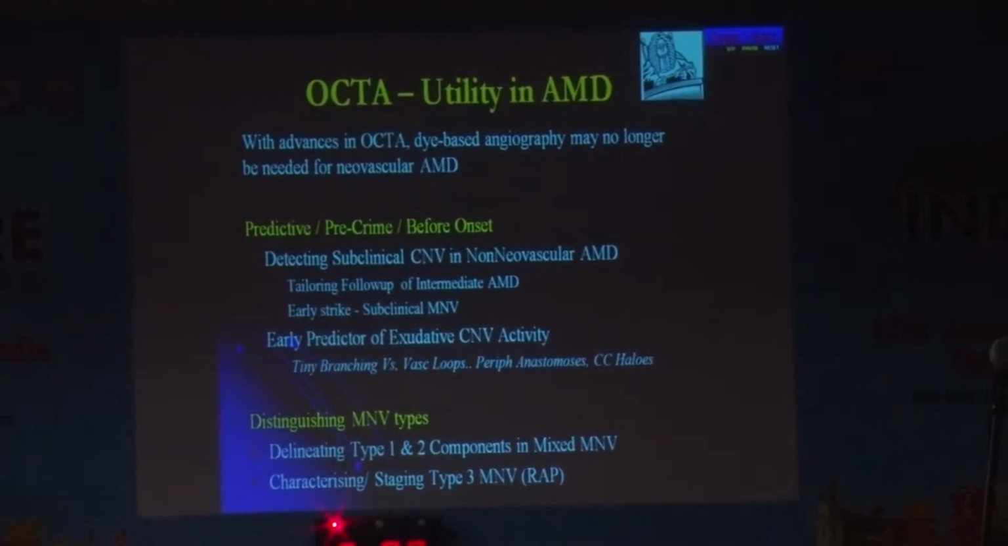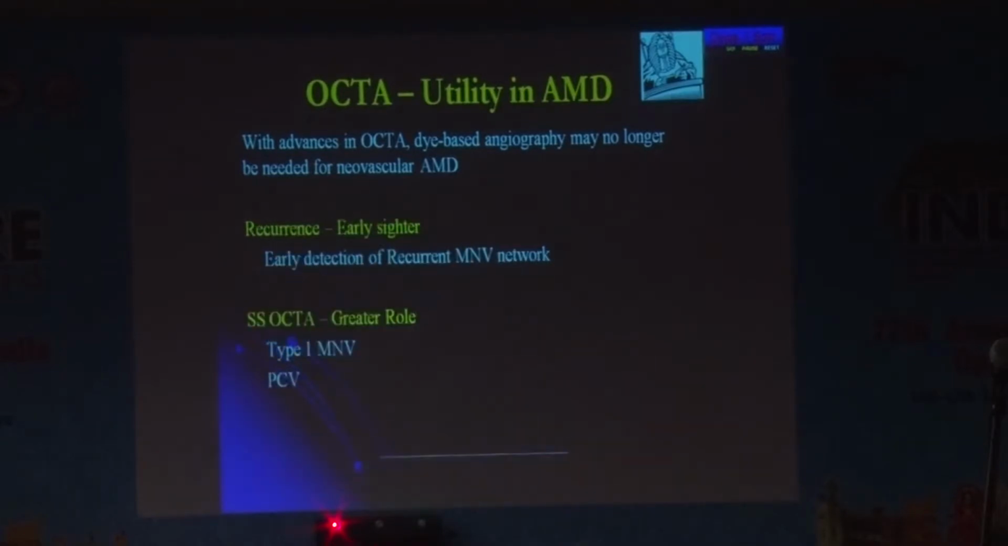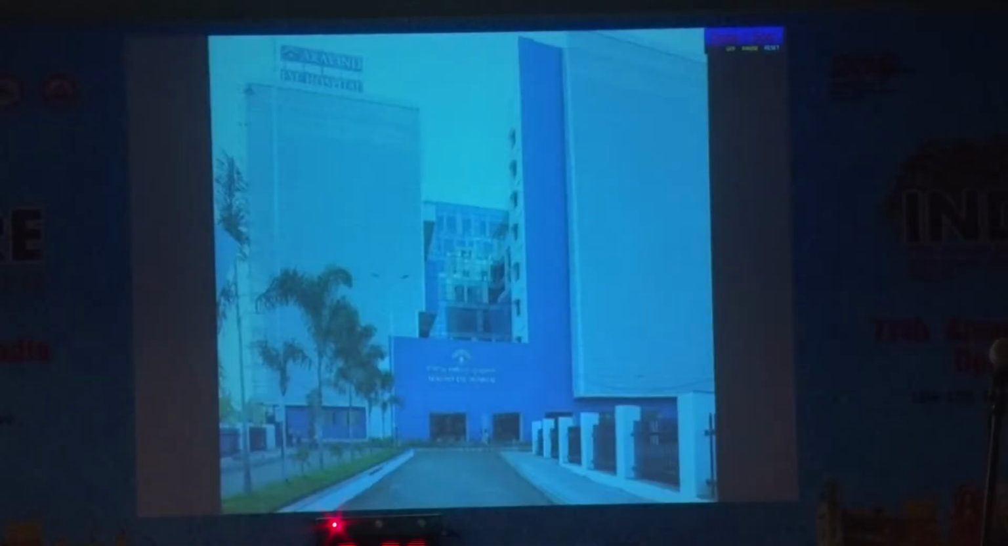It's an early predictor of exudative CNV activity, as we showed with those features, tiny branching, vascular loops, etc. It distinguishes, as I showed, between the different types of MNV, type 1 and type 2. Very importantly, it helps characterize type 3 or RAP. It allows early detection of a recurrent MNV network, as we saw in an example. And very importantly, swept source OCT, I think, is going to have a great future in the imaging of neovascular AMD, especially in detecting type 1 MNV and distinguishing it from PCV, where I think the role of invasive ICG angiography is going to reduce. Thank you.